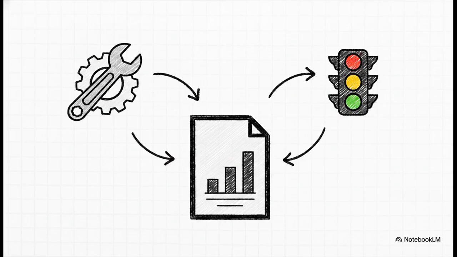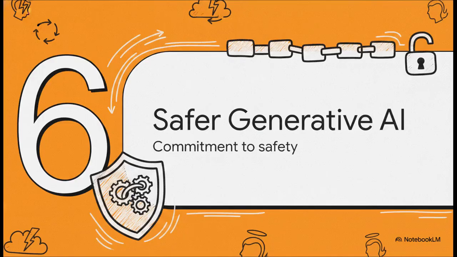Ultimately, these results are what you hand over to the stakeholders to inform the final product launch decisions. It's how you prove if the AI is truly ready for the real world. Finally, Section 6, Building Safer Generative AI. This is all about the ongoing commitment to responsible AI.